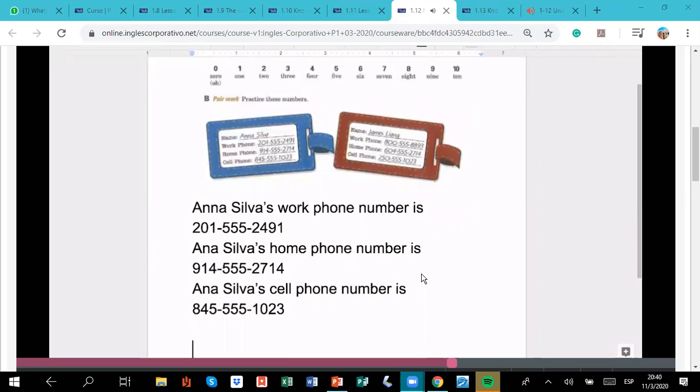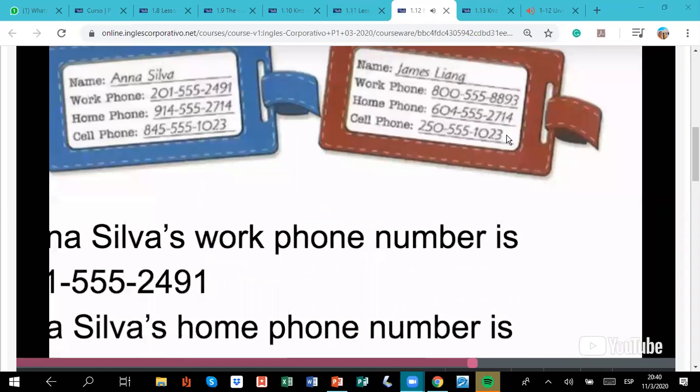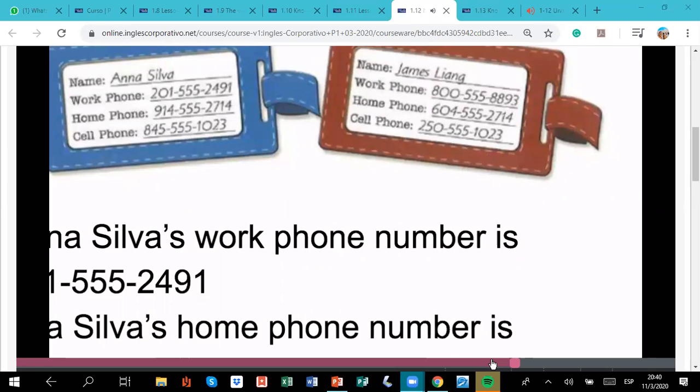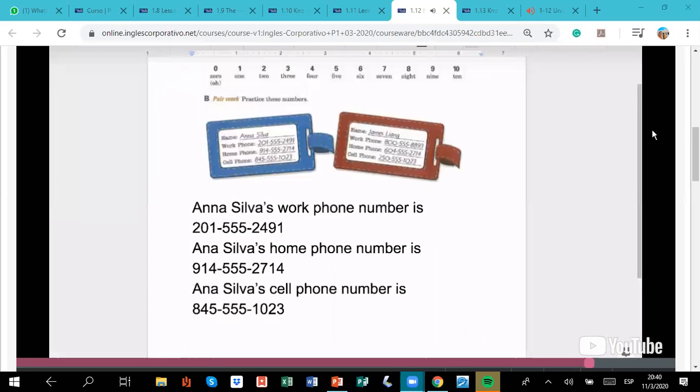James Lang work phone number is 800-555-8893. James Lang home phone number is 604-555-2714. James Lang's cell phone number is 250-555-1023. Now, what I would like for you to do is to give some examples of your own. For example, my work phone number is 713-695-3539. My cell phone number is, my wife's cell phone number is. You should give at least 10 examples and share them in our discussion forums.